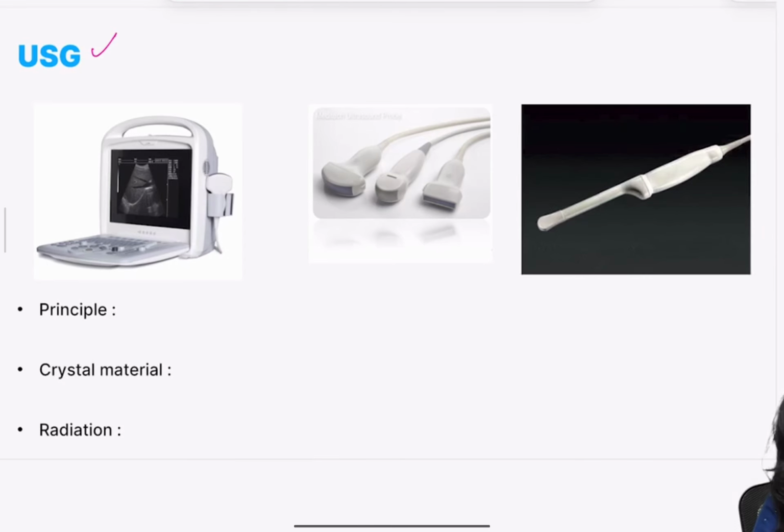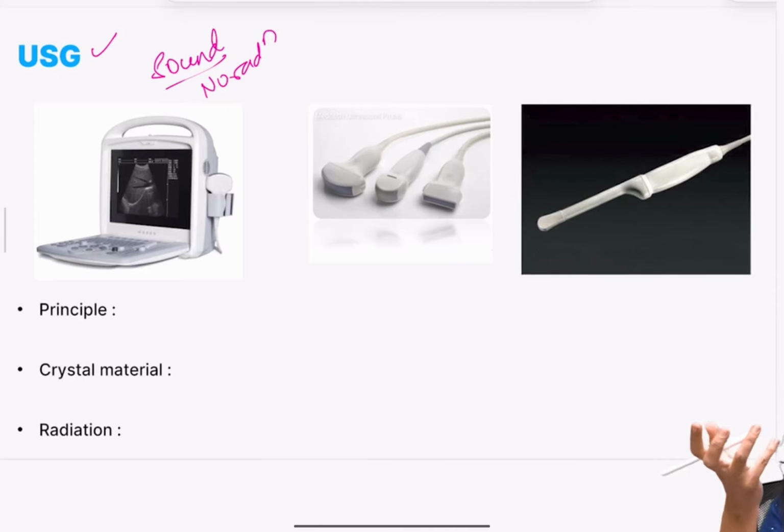Going to USG, ultrasonography, ultrasound. So as the term says, it uses sound waves. So there is no radiation in ultrasound. Now it is using sound waves. So do we hear that sound when we do USG? No. Why? Because the sound is outside the human audible range. It is ultrasound. So the frequency is very high, which is outside the human audible range.